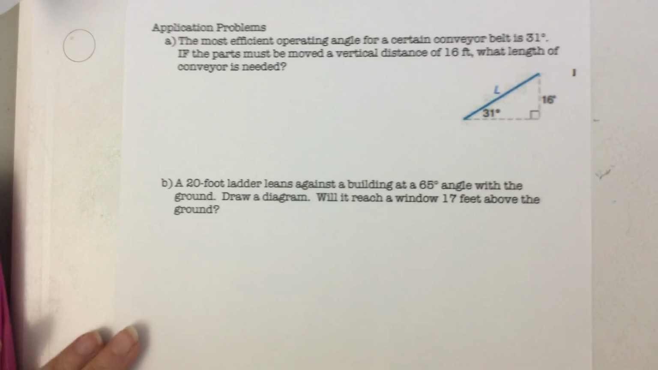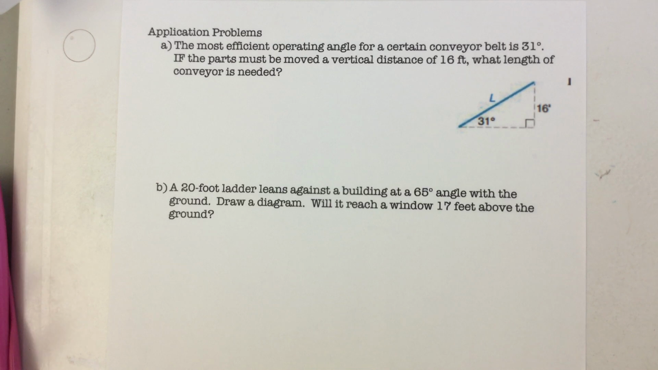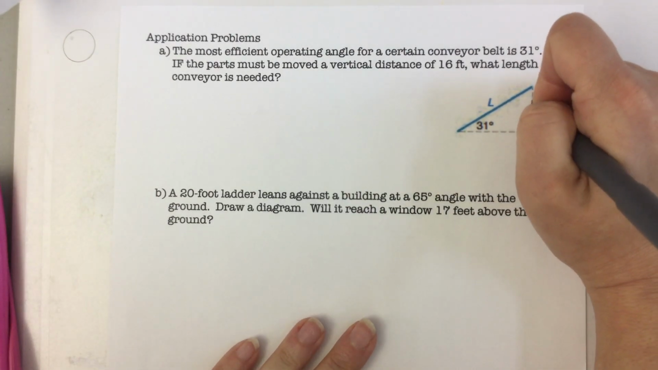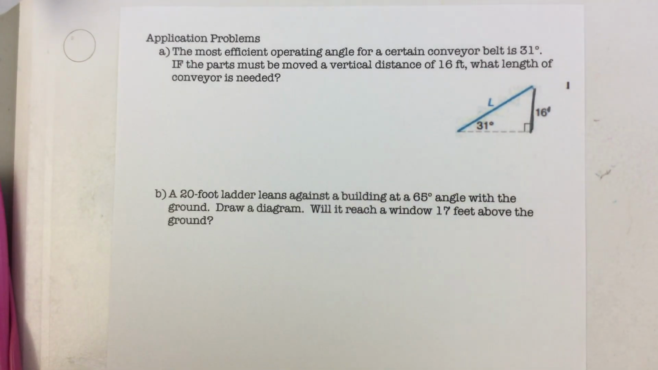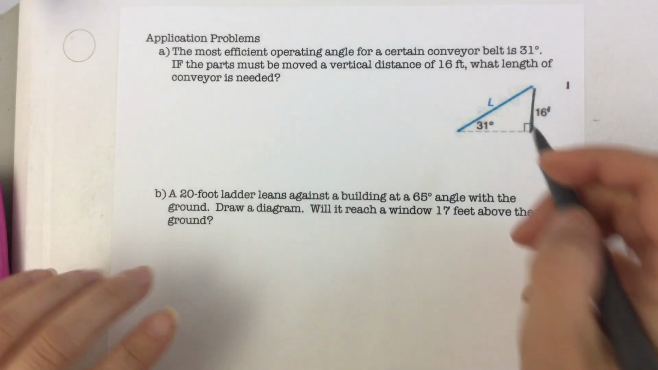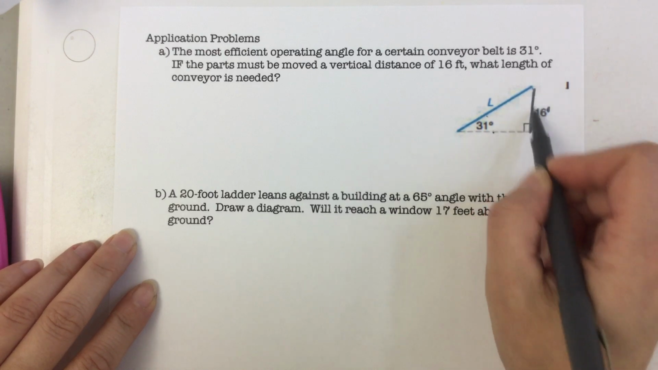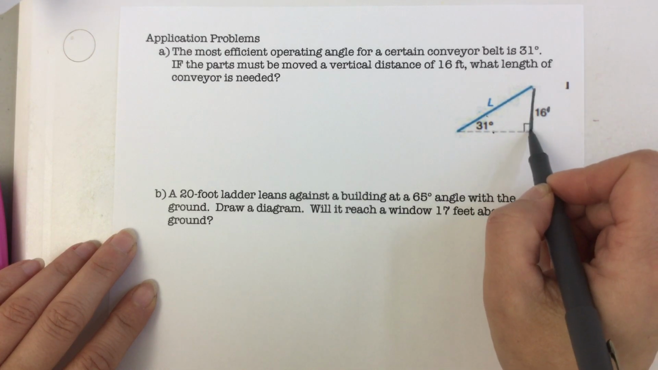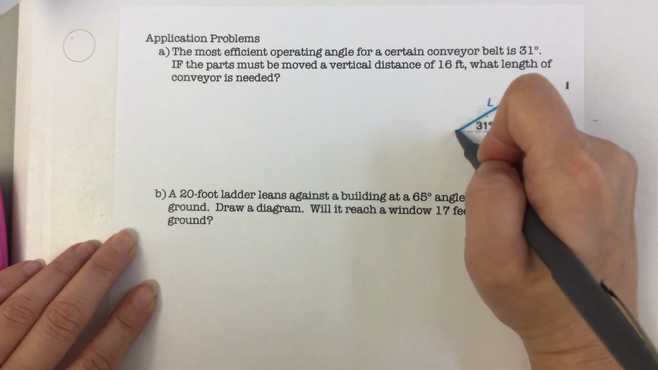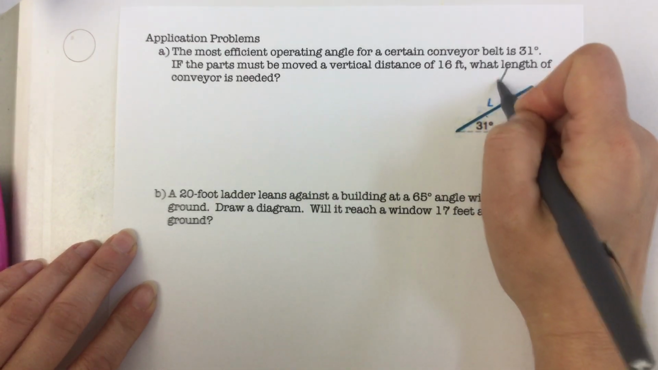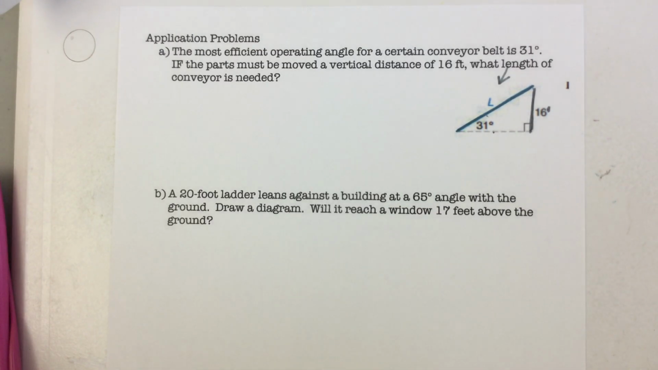Okay, so why in real life do we have to do this? Here's just a couple examples to show you that you may actually use this in real life. Hopefully you do. The most efficient operating angle for a certain conveyor belt is 31 degrees. If the parts must be moved a vertical distance of 16 feet, what length of the conveyor is needed? So what they're telling you is if you want it efficient, this needs to be 31 degrees. You are trying to move something a vertical distance of 16 feet. They want to know what length of conveyor belt you need.